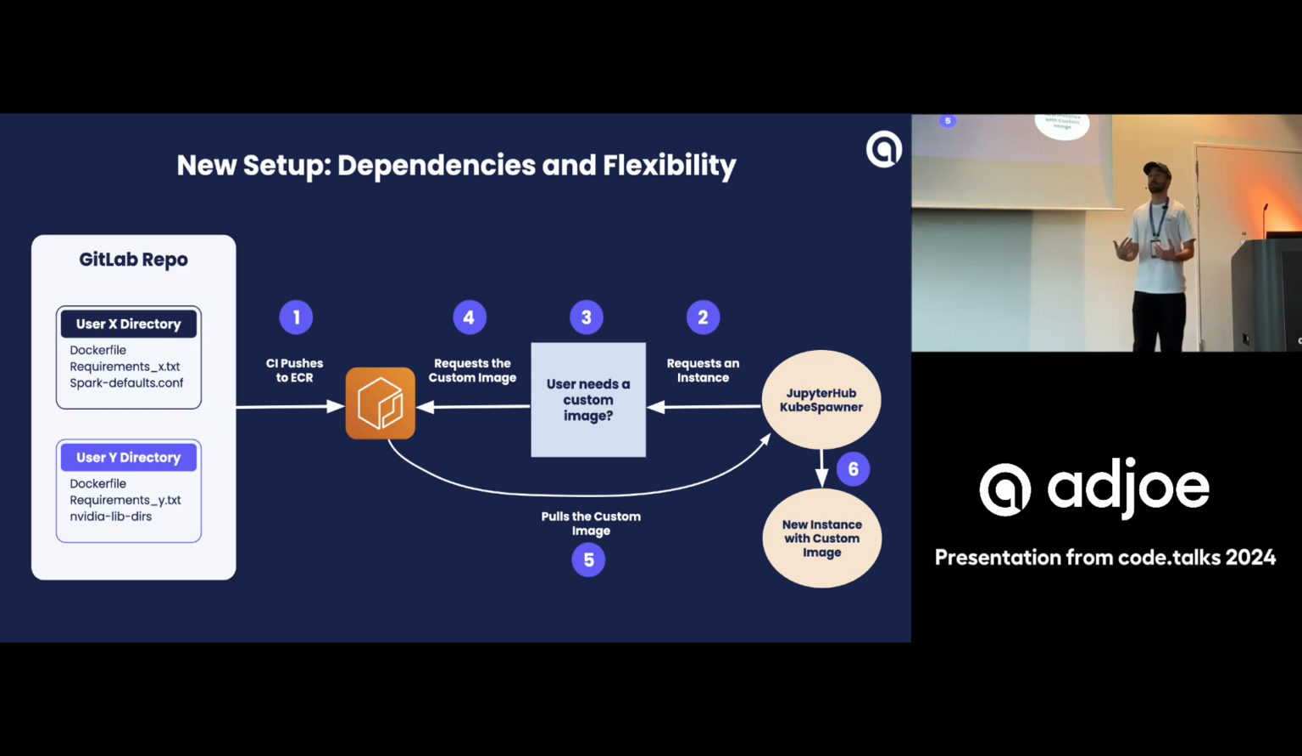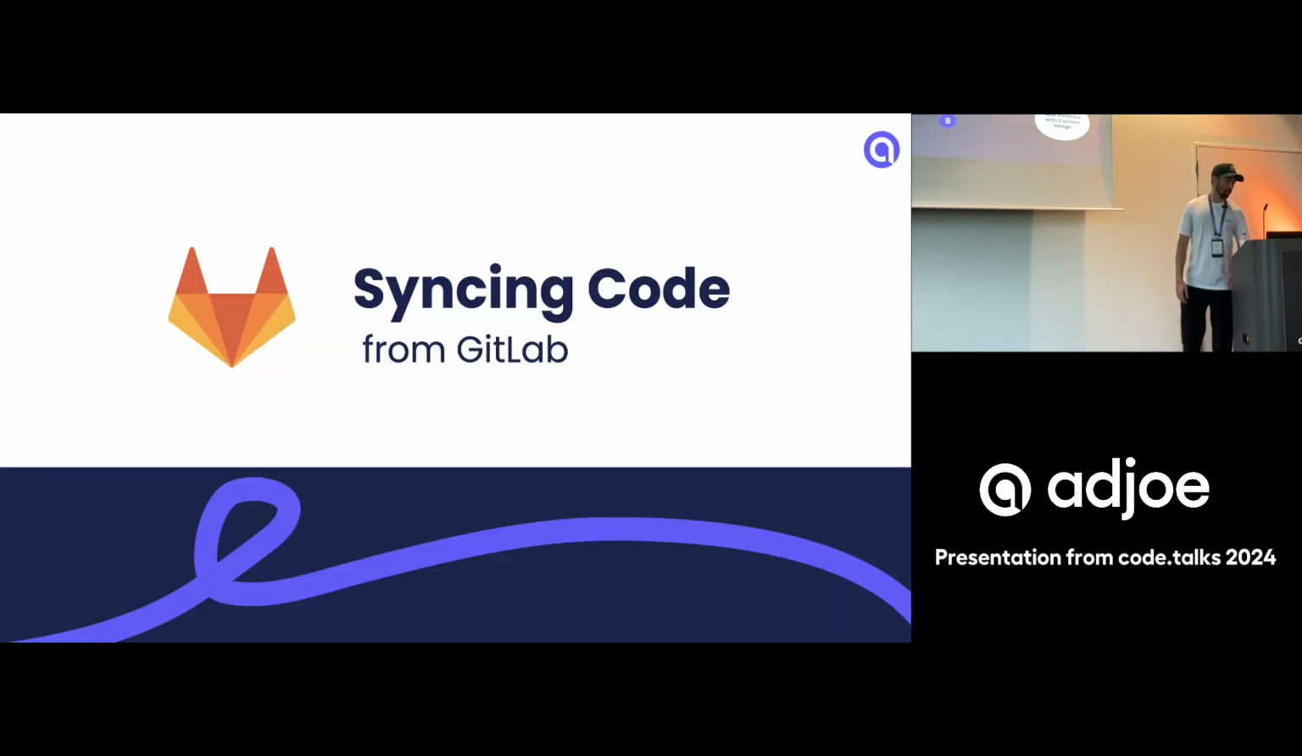And then when the data scientists want to use that image, we will leverage KubeSpawner from JupyterHub. We have a custom script there based on the user. It knows which image it needs to pull for the user, meaning that whenever you choose a profile based on your user, you get your own dependencies also. Super flexible. All right.